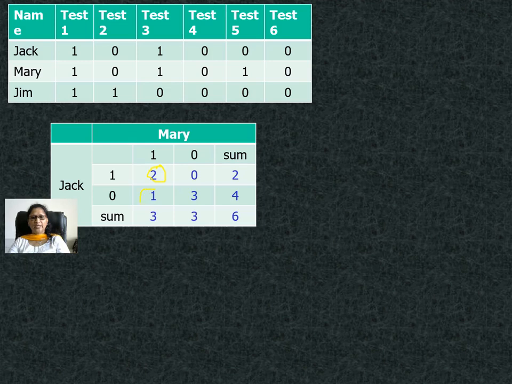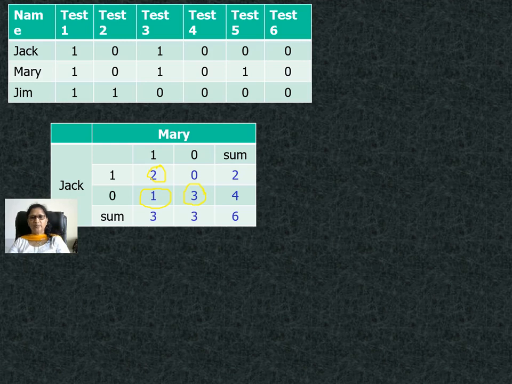This 1 is representing value for Jack 0 and value for Mary 1. And how many are such count? The count is, we have just for test 5 value of Jack 0 and Mary 1. So it came out to be 1. And 3 represents both the values 0 0.